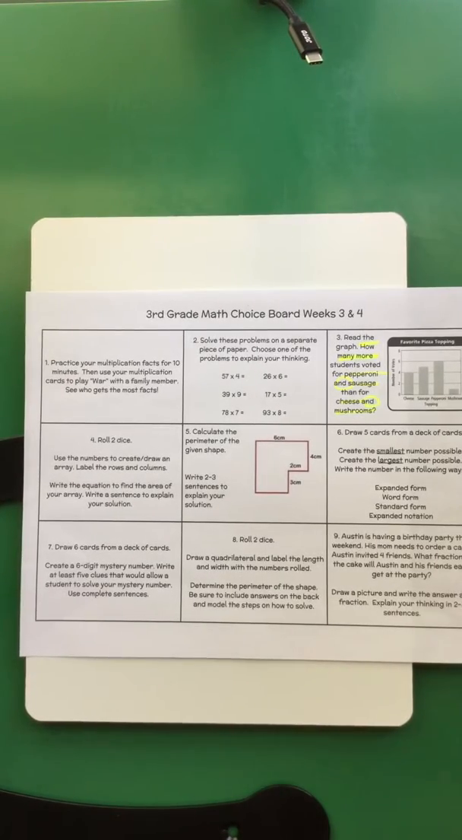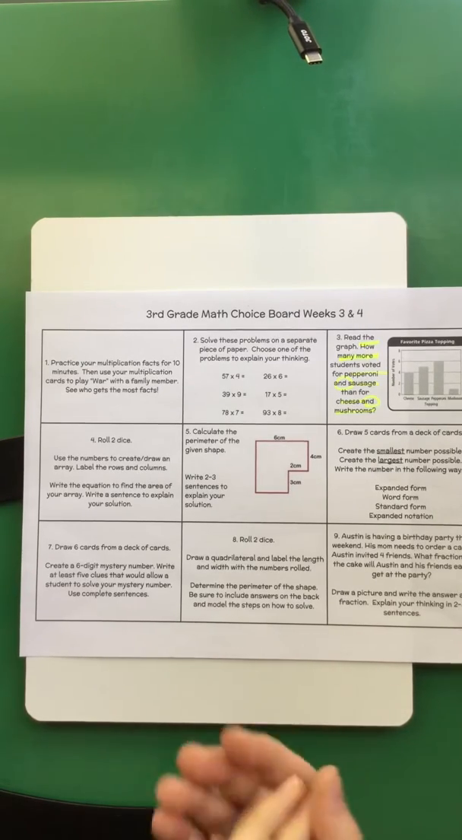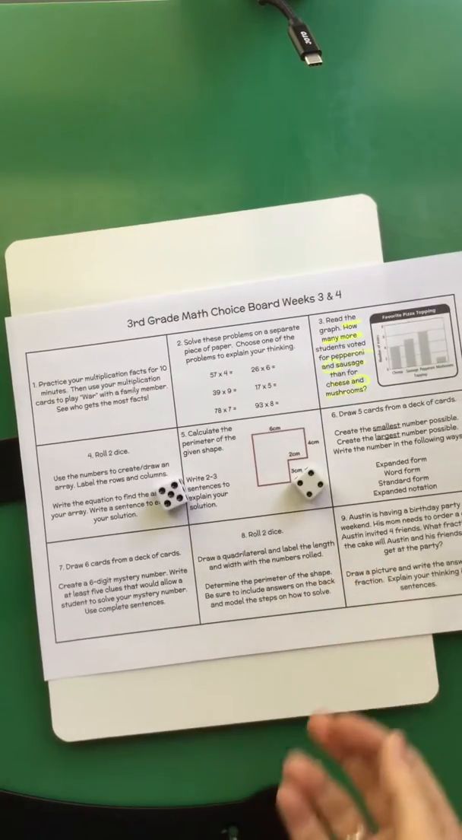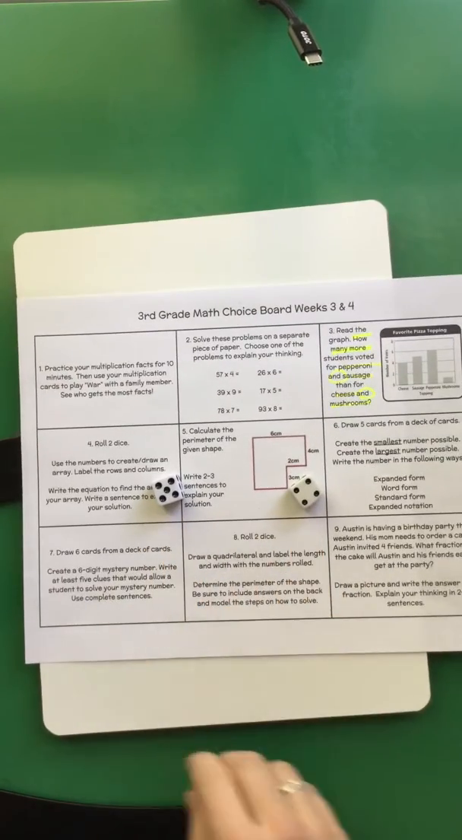Okay, so you're going to take 2 dice. They can just be from any board game or whatever that you've got. If you don't have dice, then you can just have a parent give you some random numbers. So I'm going to roll 2 dice. So I got 5 and 4.